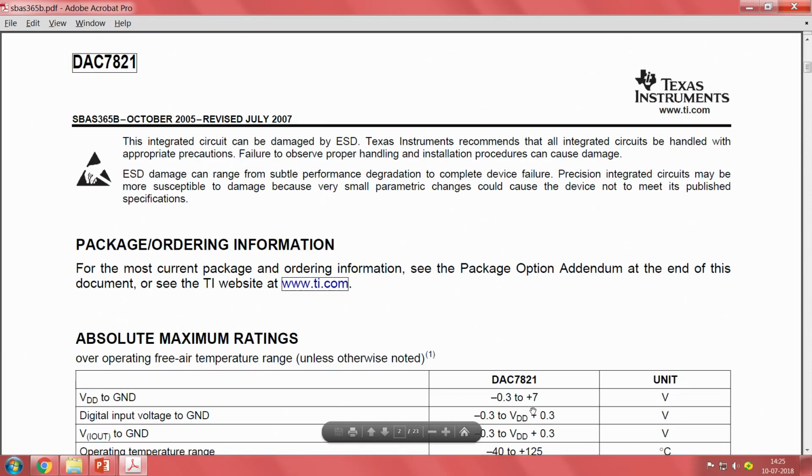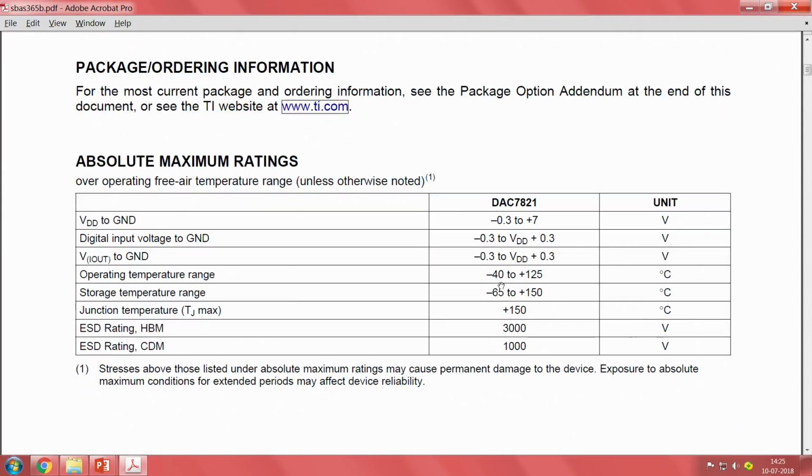Next is the main thing, this table is very important. This is what you should make sure that you do not mess with these values while you are operating the IC. So, the main thing is the VDD to ground voltage. Minus 0.3 to 7 volt it can go over the operating free air temperature range.